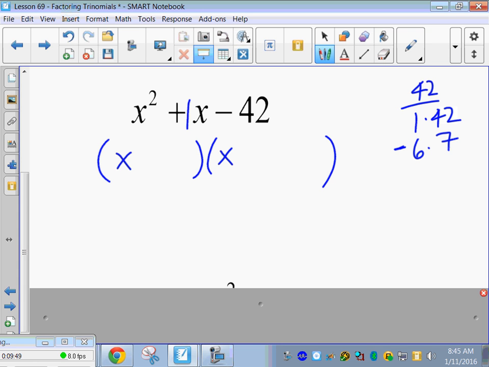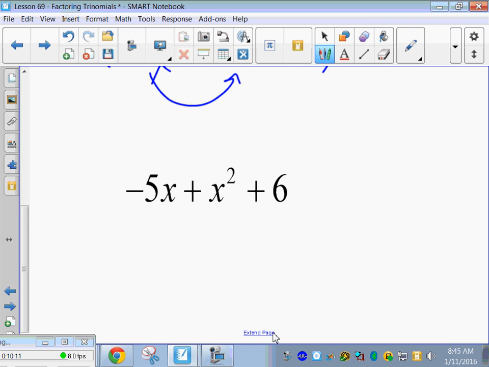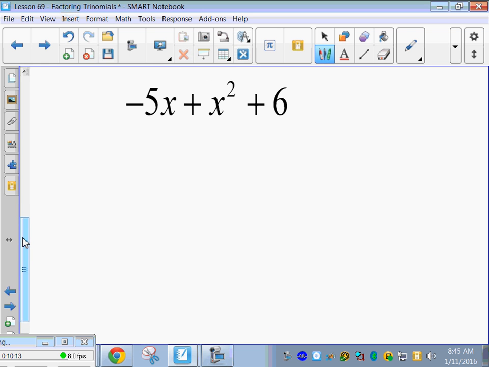Okay, because then it adds to +1, right? -6 plus 7. So my only choice is -6 and positive 7. You can have this in the other order, okay? This entire thing can be here, that thing can be there. You can have x plus 7 and x minus 6. But that's the only two numbers that multiply to negative 42 and add to positive 1, okay? Let's try another one. So write that down.